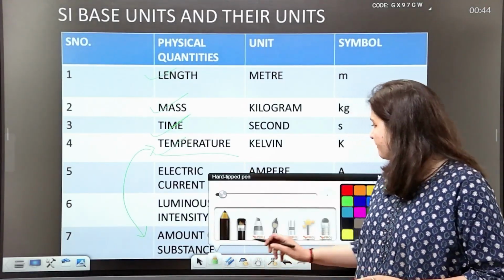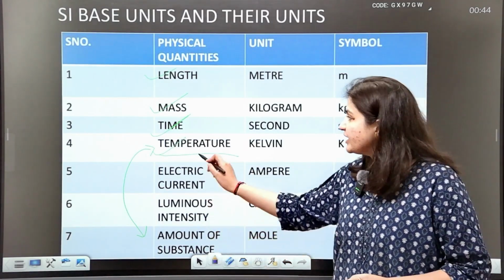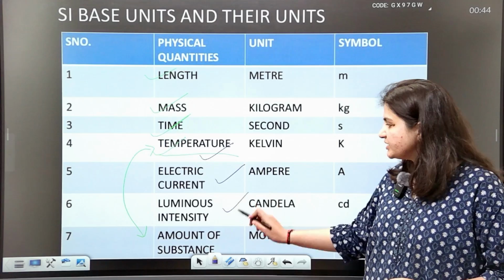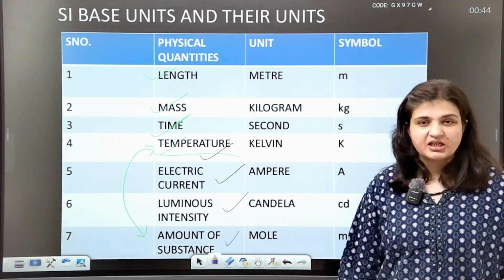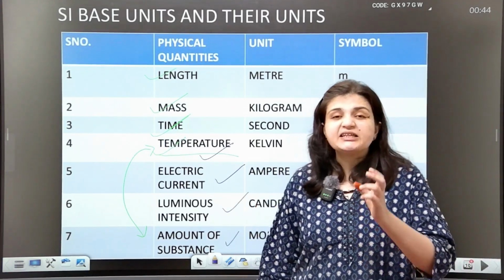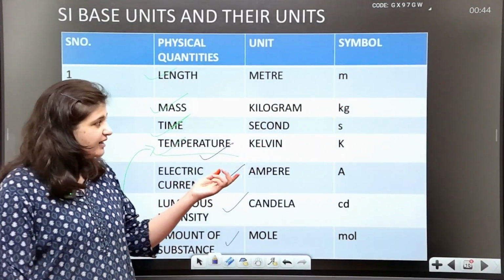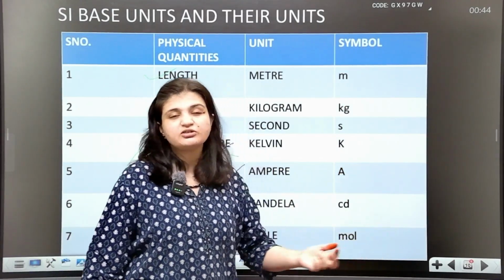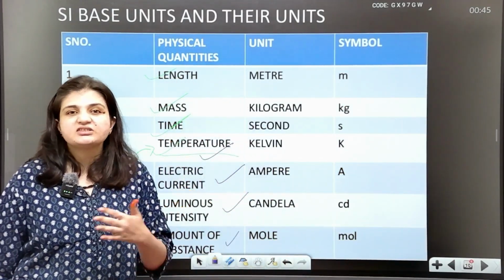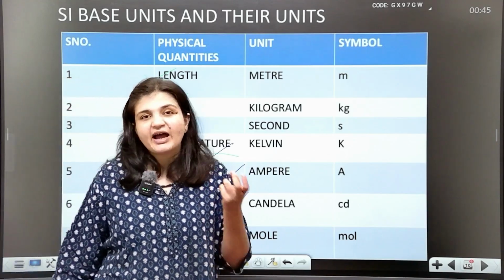We have the temperature, the electric current, the luminous intensity and the amount of substance. So what is temperature? It is the degree of hotness or coolness, like ice freezes at 0 degrees Celsius. So here we talk about the temperature. It's not that at 100 degrees Celsius the ice will be in the form of ice.